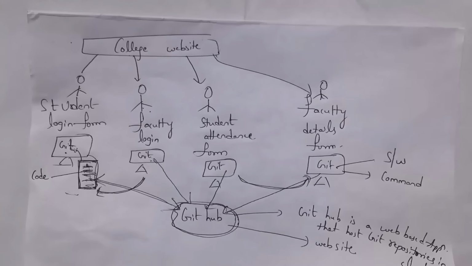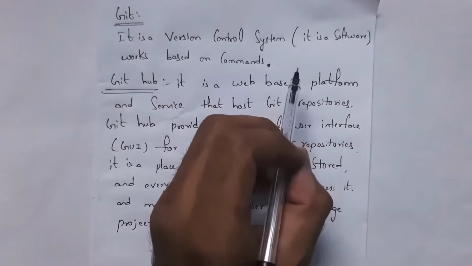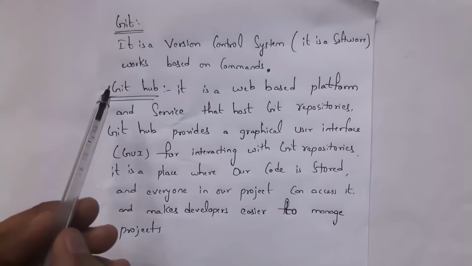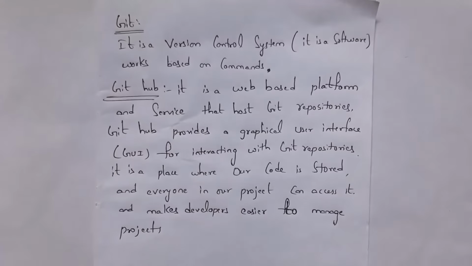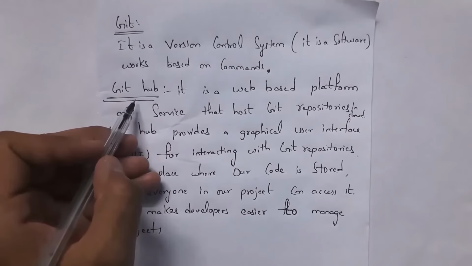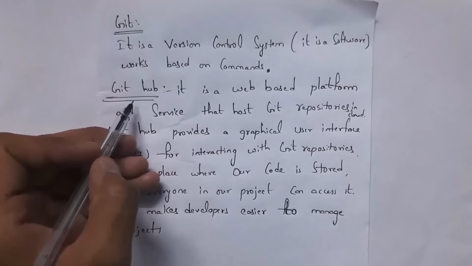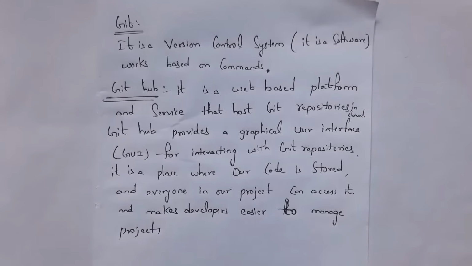Guys, we can keep on updating code in Git. So Git is a version control system, that is, it is a software that works based on commands. Guys, in Git, for each and every operation, you need to write commands. Whereas GitHub is a web-based platform, that is, it is a website and it will provide service, that is, it will host Git repositories in cloud. Guys, in GitHub, there is no need of writing any commands. It is graphical user interface. So GitHub is a place where our code is stored and all remaining developers in our project can access that code. This makes developers easy to manage projects.